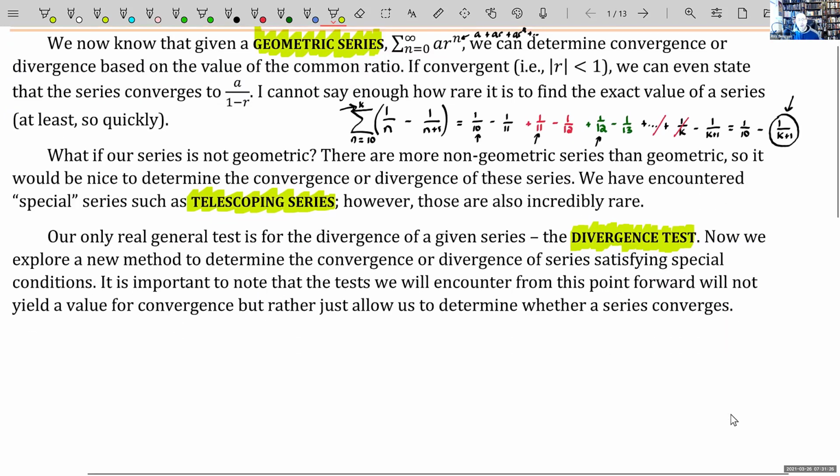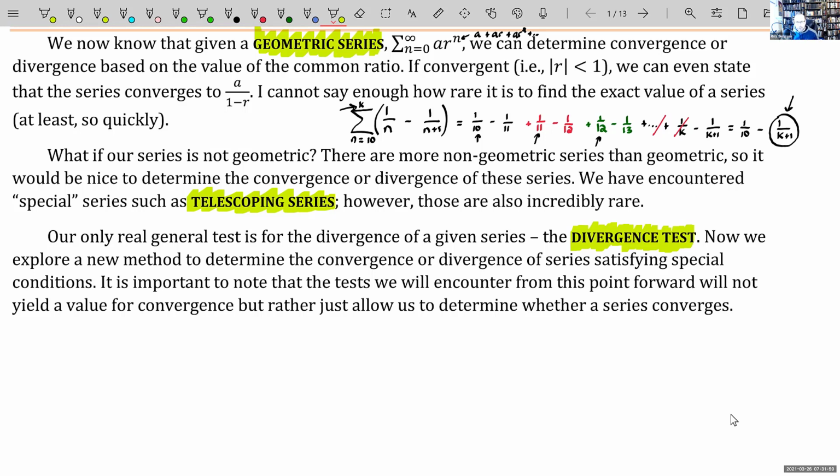I'm going to write that down in a moment, but I'll go ahead and read this last paragraph. Our only real general test for any type of series is the divergence test. Now we begin to explore a new method to determine the convergence or divergence of series satisfying very special conditions. And in fact, every section from this point forward, we're going to say, well, if your series has this set of special conditions, then here's a test you can use to determine whether that series might converge or might diverge. So we start getting into these weeds at this point.